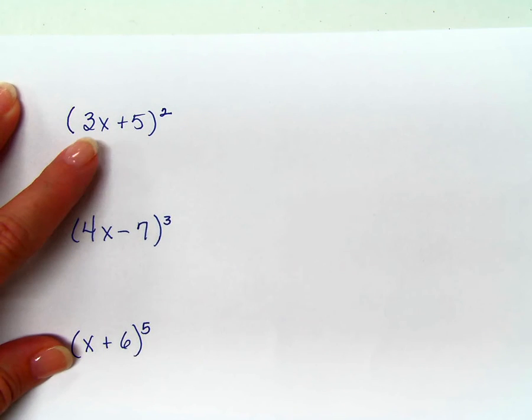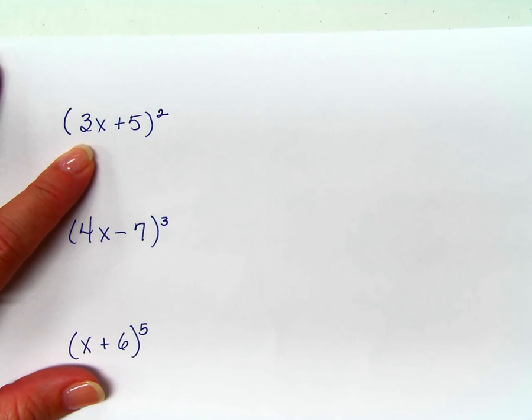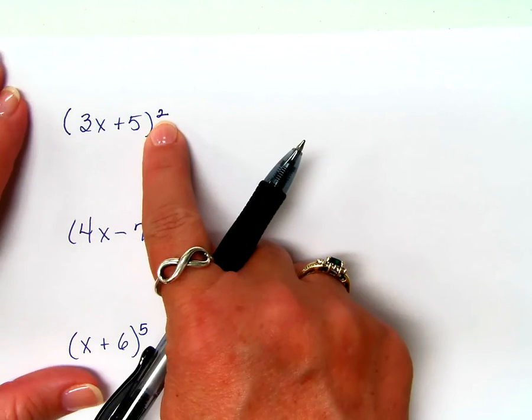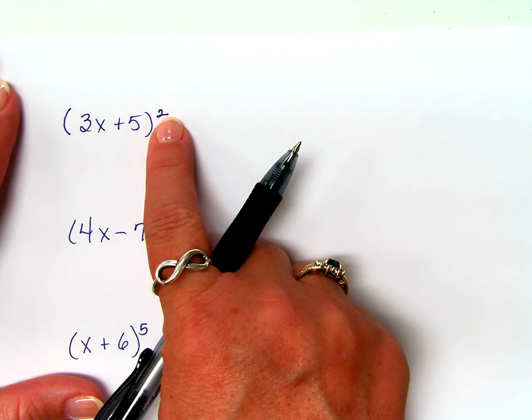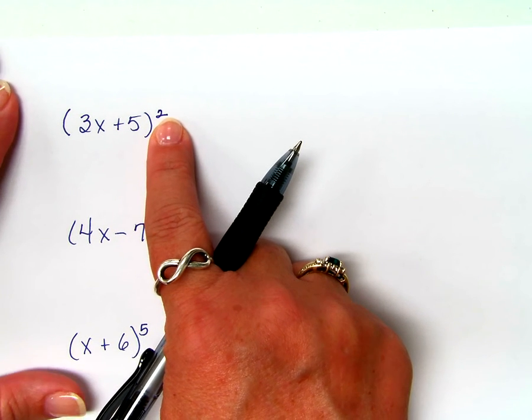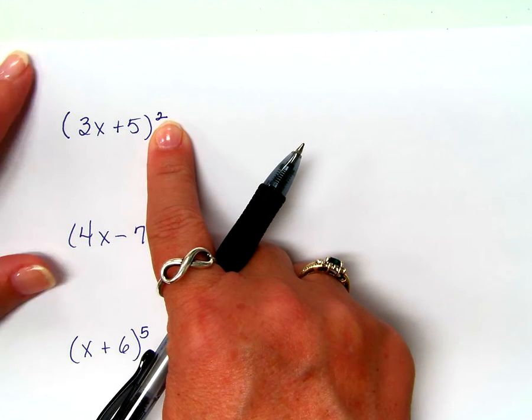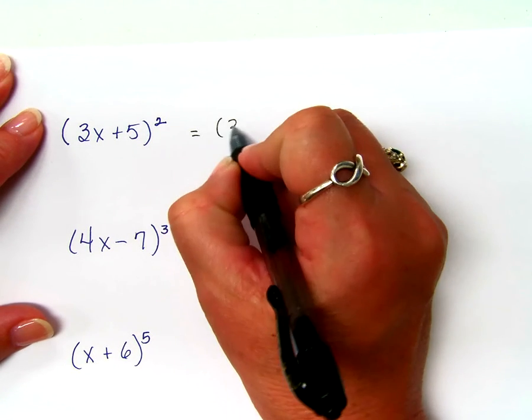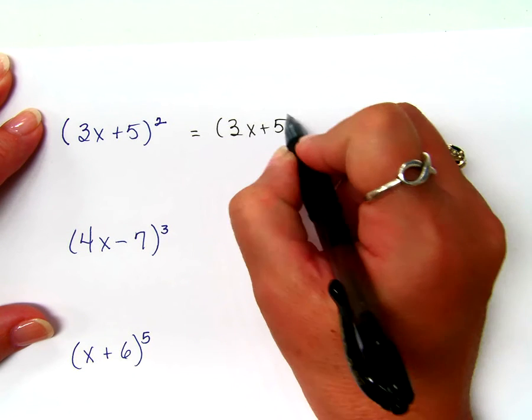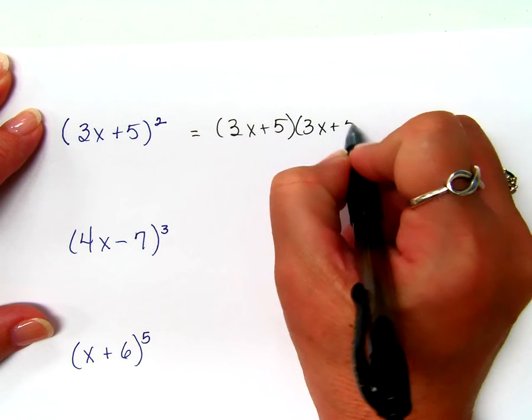Okay? This doesn't necessarily look like a multiplication problem, but it is because of what that means. Do you guys remember what it means for something to be squared? Hopefully you remember that it means it's multiplied by itself. So another way to write this problem is 3x plus 5 times 3x plus 5.